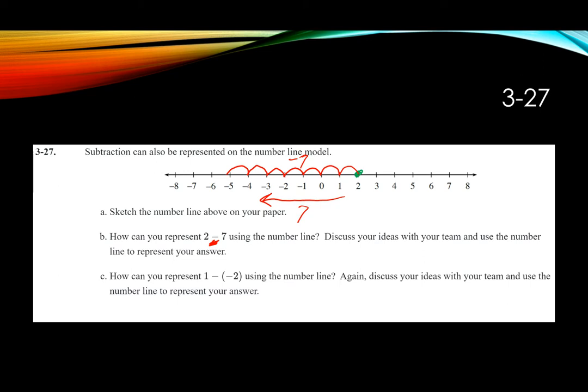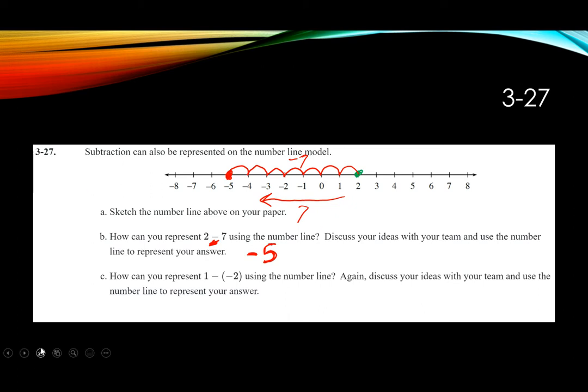Discuss your ideas with your team. So here we're going backwards and ending up at -5, and that's because we're doing normal subtraction here.